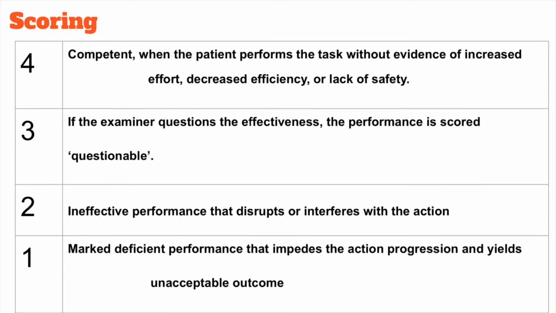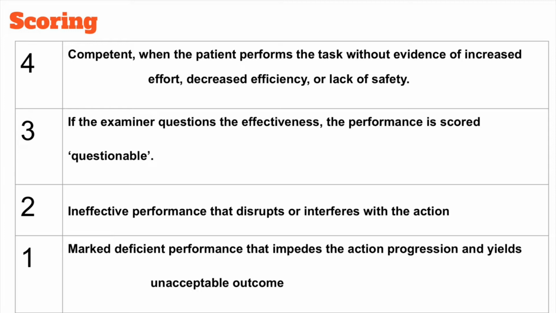As far as scoring for the AMPS, the scoring is based on the quality of performance relative to the motor and process skills that are needed to engage in the task. They're scored along a 4-point ordinal scale, where 4 would mean that the client is competent and performing the task without evidence of increased effort or lack of safety.